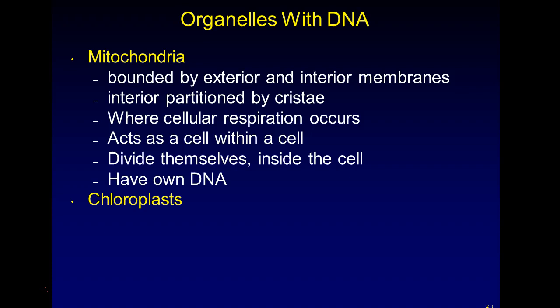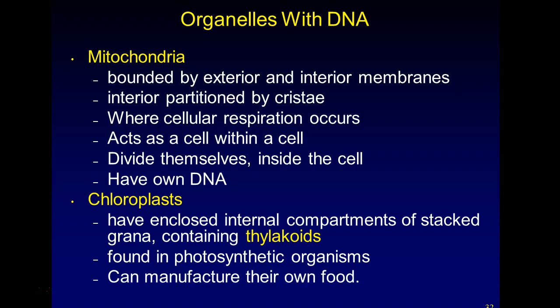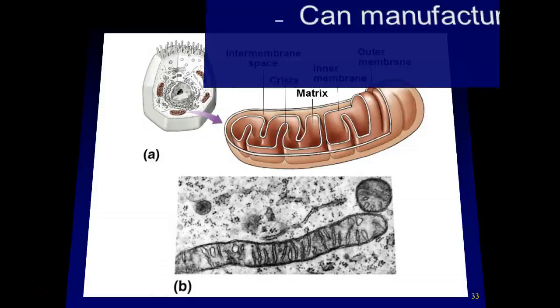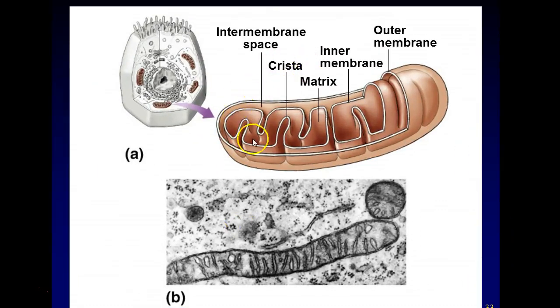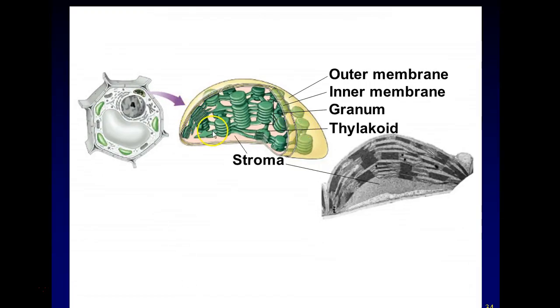The chloroplasts, which are not in animal cells, but they are in plant cells, we're going to talk about them here. They have enclosed internal compartments of stacked grana that we call thylakoids. They're found in photosynthetic organisms only and can manufacture their own food. So we're taking a look at a picture of the mitochondria. Here is our chloroplast. We have our grana, our thylakoids. This is the site of photosynthesis.